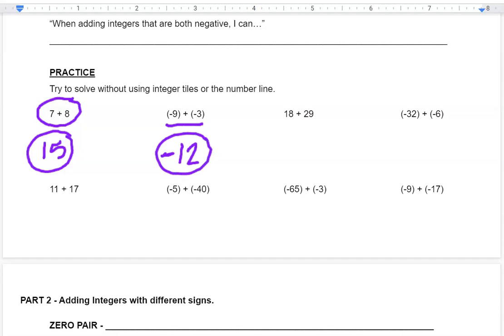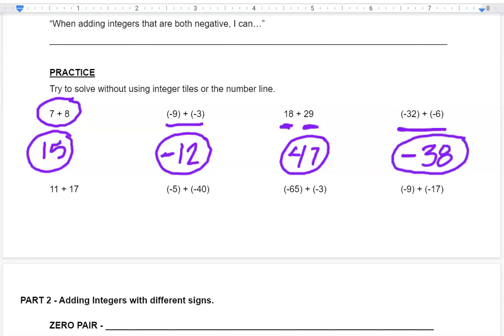18 plus 29, they're both positive. Our answer is going to be positive. We earned $18, then we earned $29 more. How much money do we have now? We have $47. Negative 32 plus negative 6. Both numbers are negative, so that means we're going to add the numbers, but our answer is going to be negative. 32 plus 6 is 38, so negative 32 plus negative 6 is negative 38.